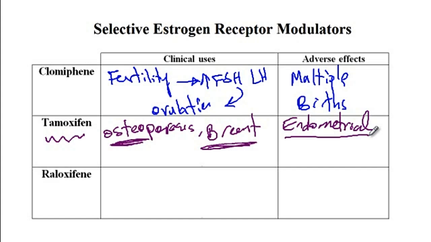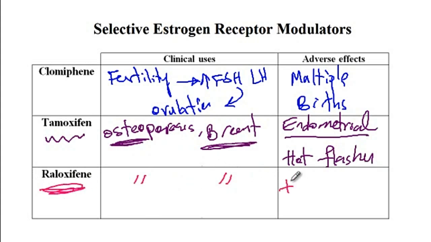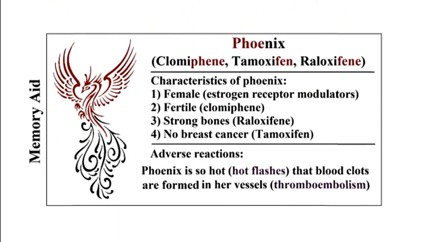Other side effects include, for instance, hot flashes as well as thromboembolism. And then Raloxifene, similar to tamoxifen, can be used for the treatment of osteoporosis as well as for breast cancer through the same mechanism that I just discussed. And then side effects of Raloxifene also include hot flashes as well as thromboembolism, but no risk of endometrial carcinoma, unlike tamoxifen.